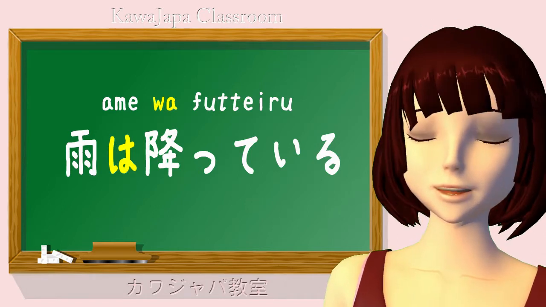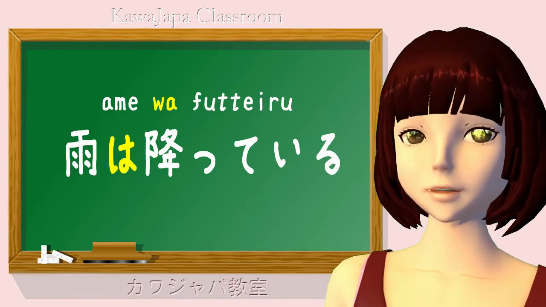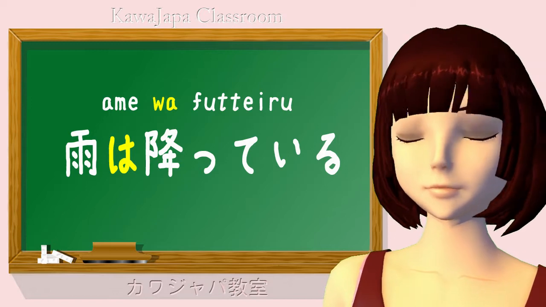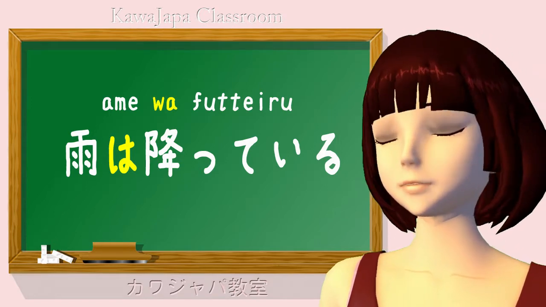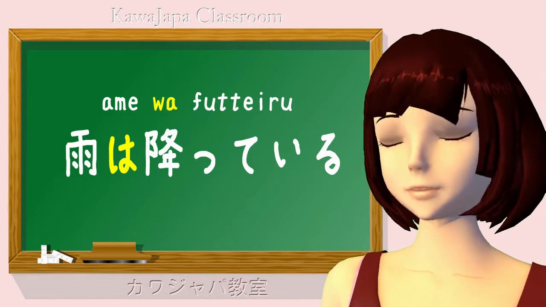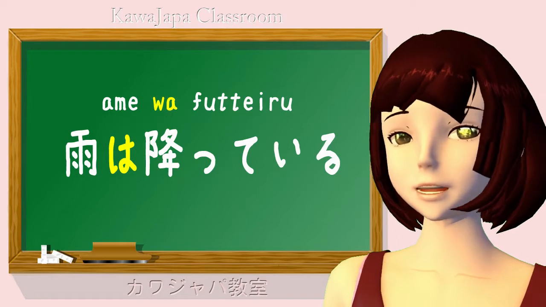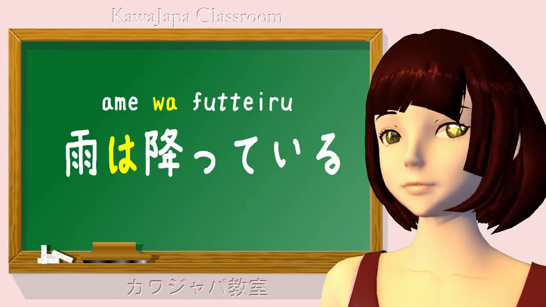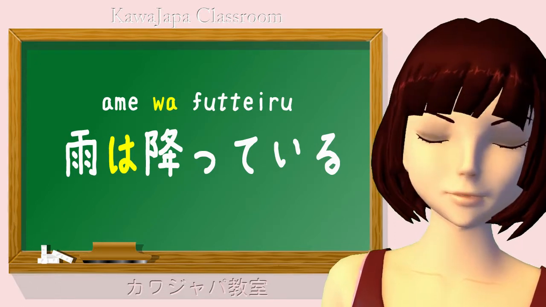Let's take a hypothetical case. You and a friend are in Kyoto, and you're watching the weather report, and it says that it's going to snow in Tokyo. You then go to Tokyo later that day, and your friend calls you on your keitai and says, "How's the weather?" And you say, 雨は降っている. What do you mean by that?